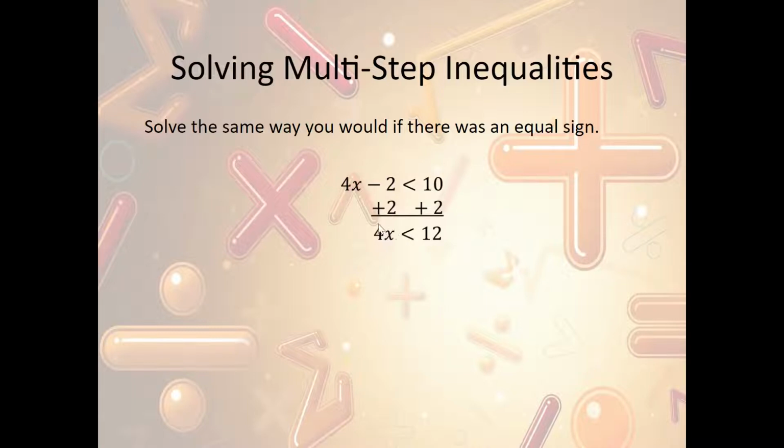The 4 is multiplying by x, so we're going to undo that by dividing. So 4 divided by 4 is 1, which is just 1x, which is what we want, so just x. And 12 divided by 4 is 3, so we get x is less than 3. So all we did was keep the symbol and treat it like an equal sign.